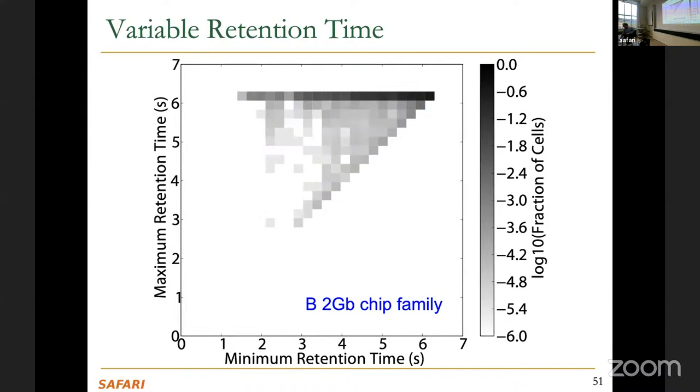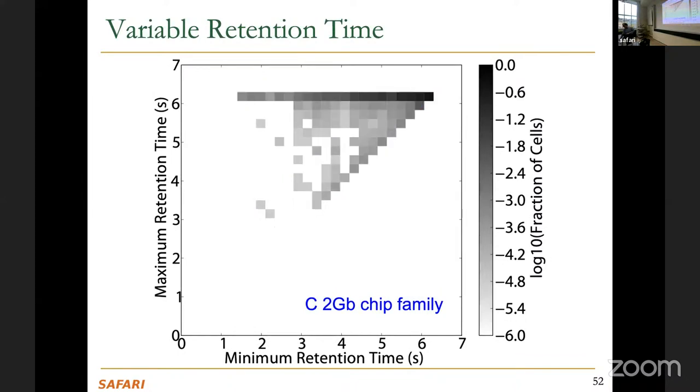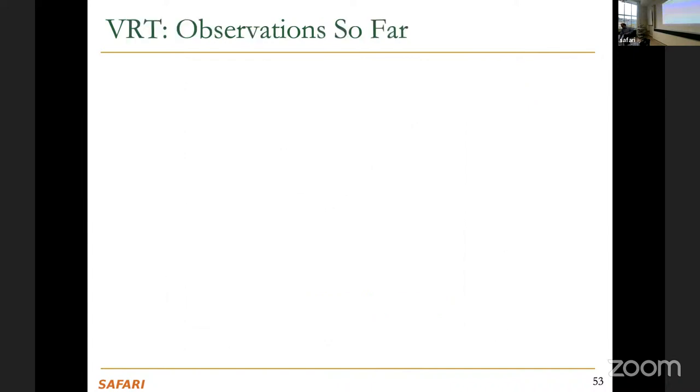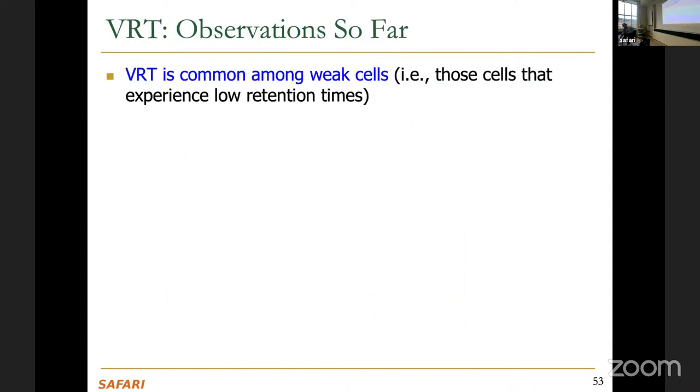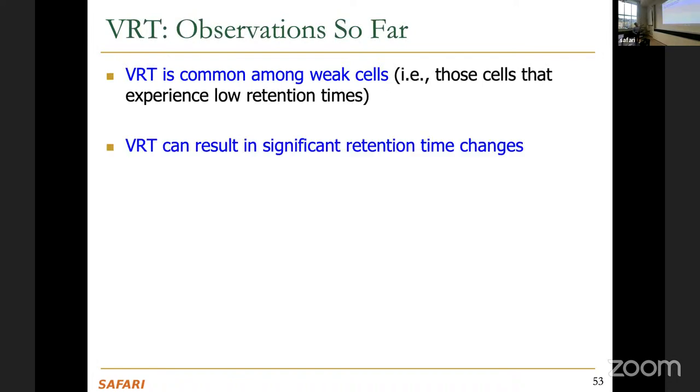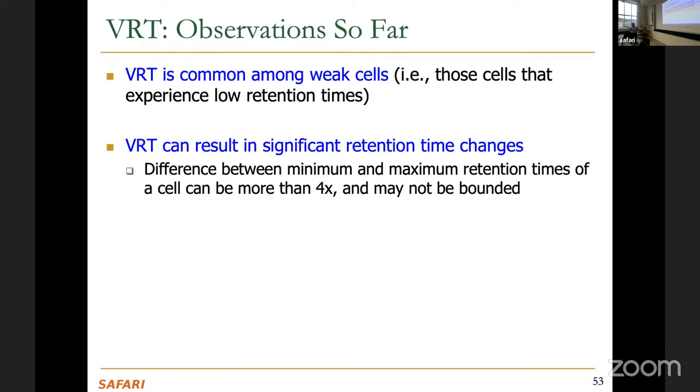This is manufacturer B's 2 gigabit chip family, same thing. C is very similar. You see very similar pictures for all manufacturers. Let's take a look at our observations so far. Variable retention time is common among weak cells, meaning those cells that experience low retention times. And variable retention time can result in significant retention time changes, as we have seen. The difference between the minimum and maximum retention times of a cell can be more than 4x and may not be bounded, because we cannot do an infinite amount of testing. So we don't know in the end, but we observe 4x.